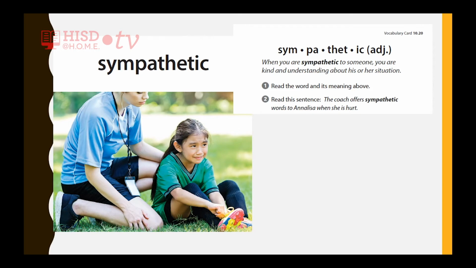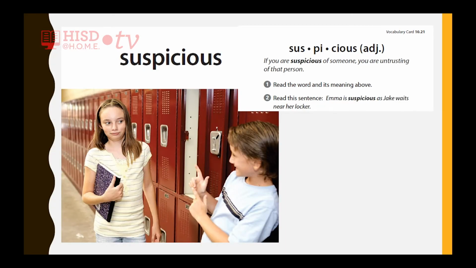Sympathetic. When you are sympathetic to someone, you are kind and understanding about his or her situation. The coach offers sympathetic words to Annalise when she is hurt. Suspicious. If you are suspicious of someone, you are untrusting of that person. Emma is suspicious as Jake walks next to her locker.